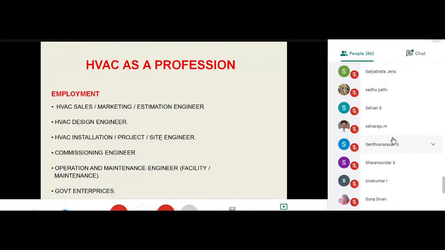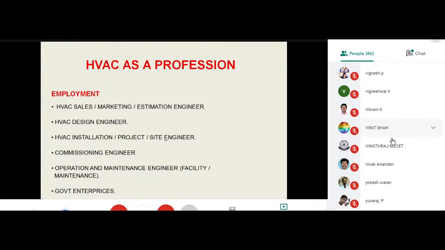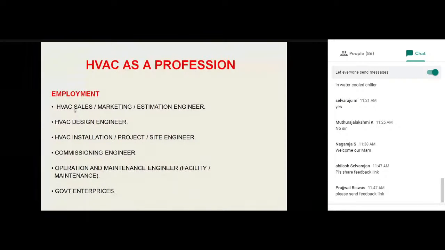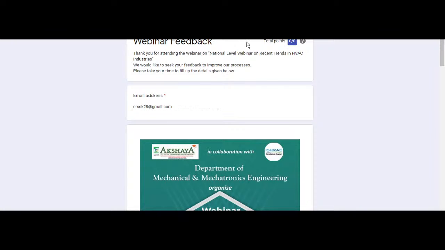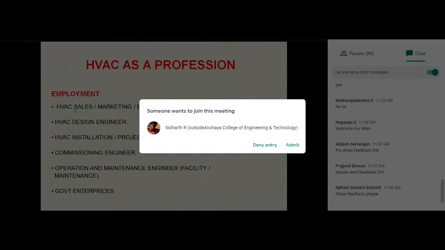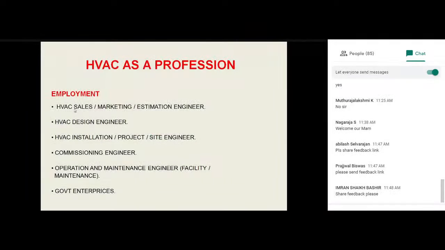HVAC as a profession, on the employment side. If you want to go for employment, these are all the positions available. There are sales engineers, design engineers, and installation projects. You need site engineers, and of course equipment has to be commissioned and handed over. So there are commissioning engineers and maintenance engineers, and those who run the project and the site are called operation and maintenance engineers. There are also opportunities in government enterprises. So on the employment side, you can take up these kinds of professions.